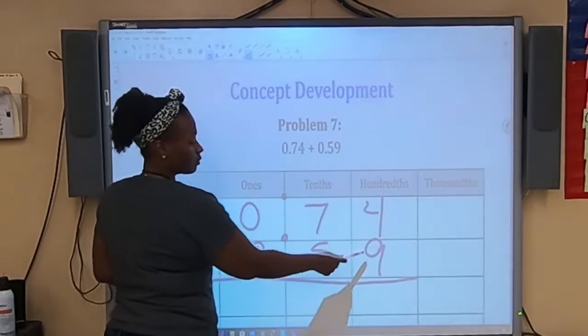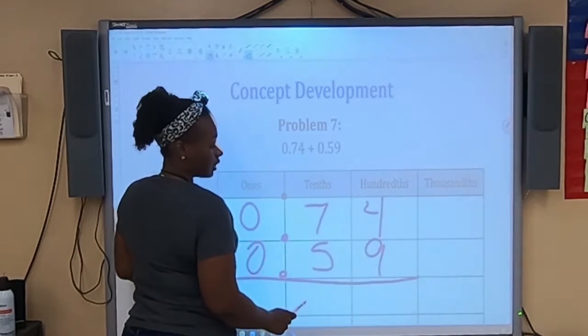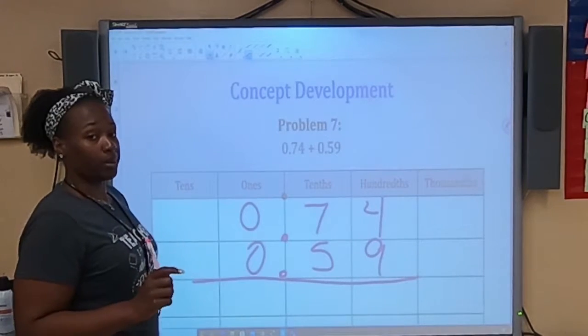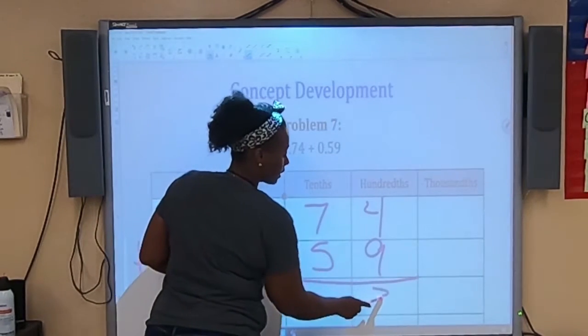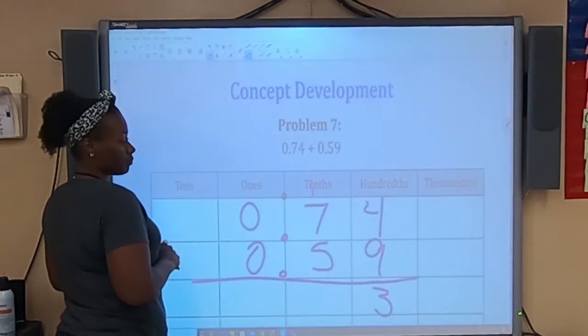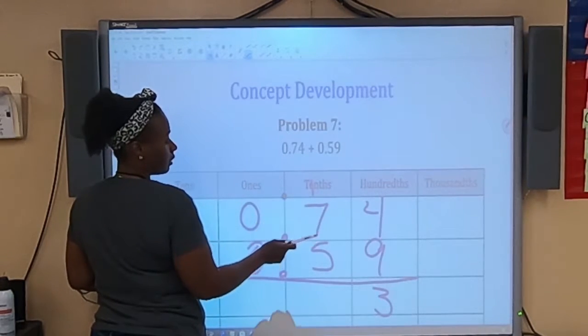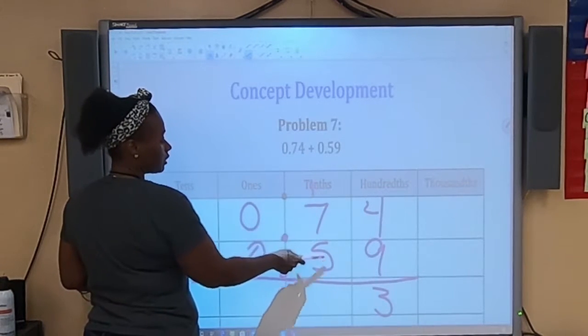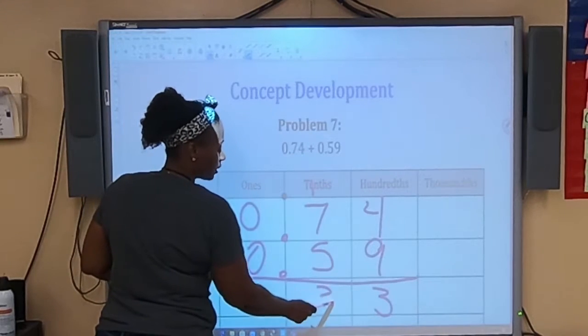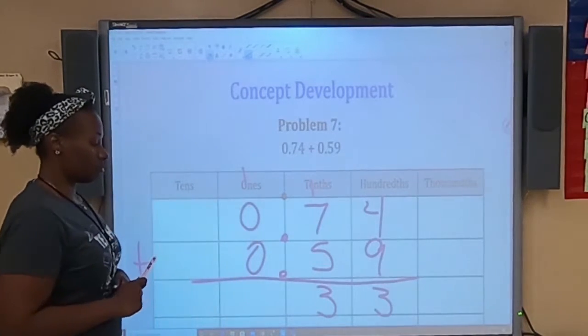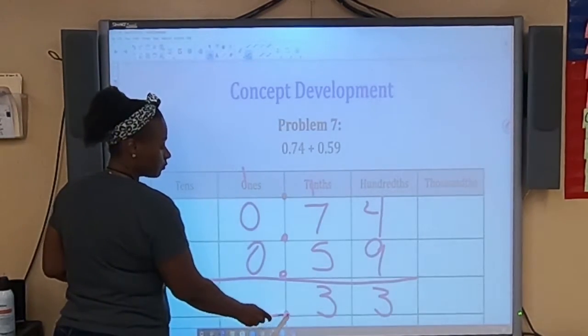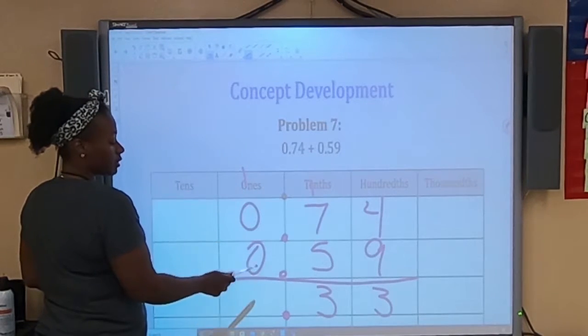9 plus 4 gives us 13. Remember, 2 digits cannot go in one place value. So my 3 can stay, my 1 has to go. 7 plus 1 is 8, plus 5 is 13. My 3 can stay, my 1 has to go. Drop my decimal. 1 plus 0 gives us 1.